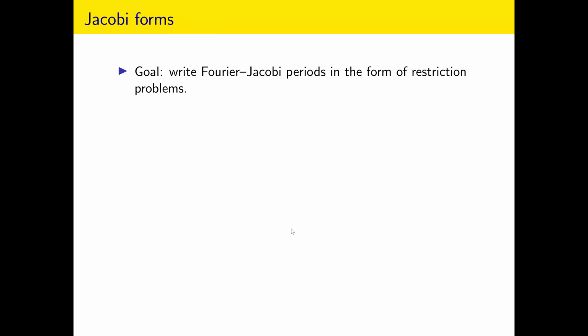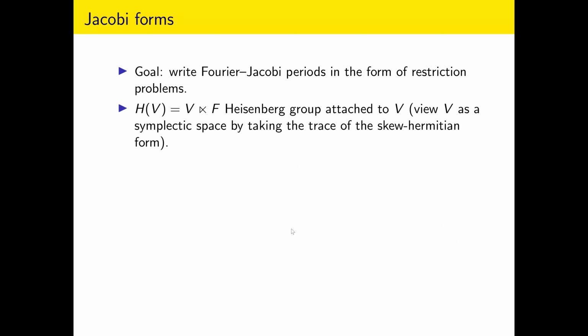we have a different formulation of the Fourier-Jacobi period, something involving the Jacobi forms or the restriction problem for the Jacobi forms, and we can also do that here. So our goal is to write the Fourier-Jacobi period in the form of a restriction problem. So now we need to consider the so-called Jacobi groups in general.